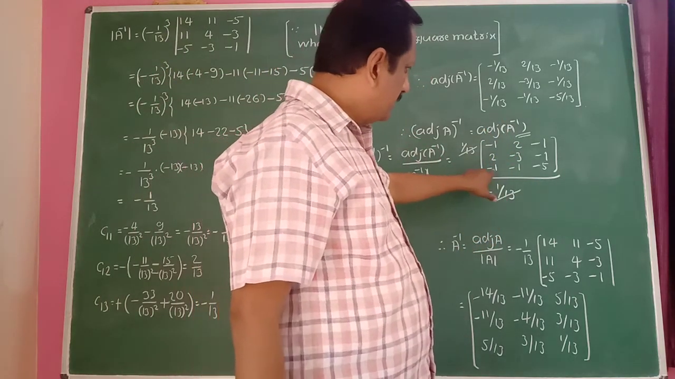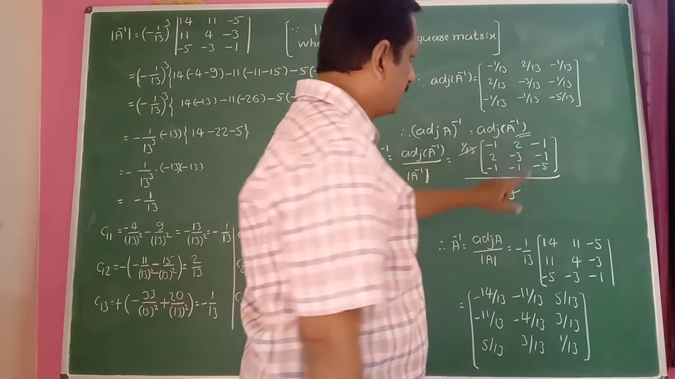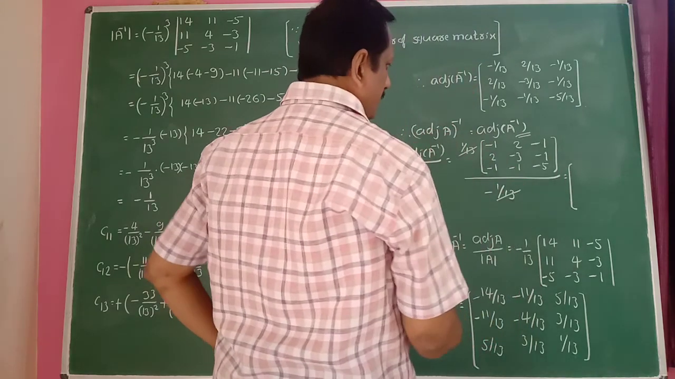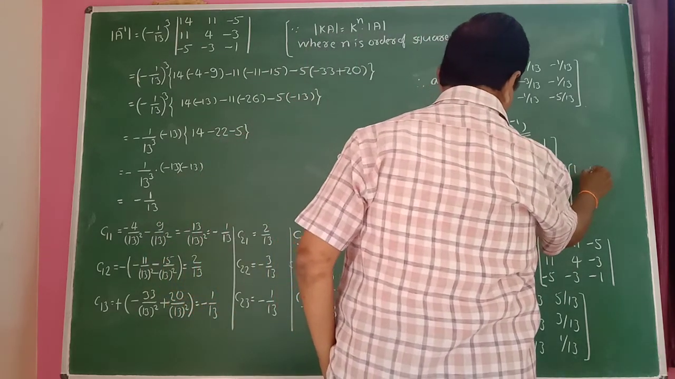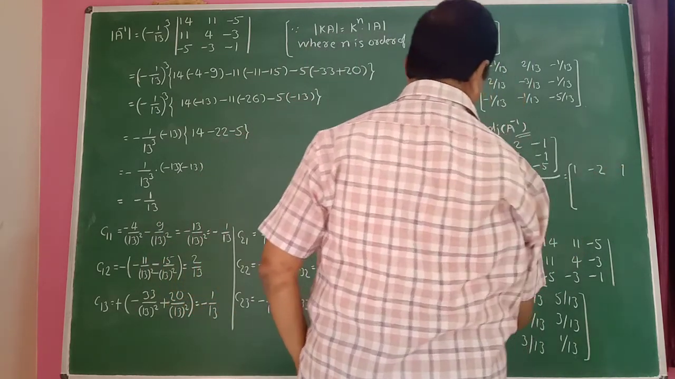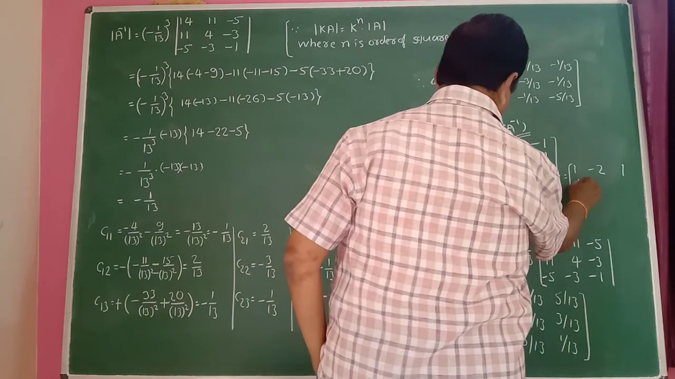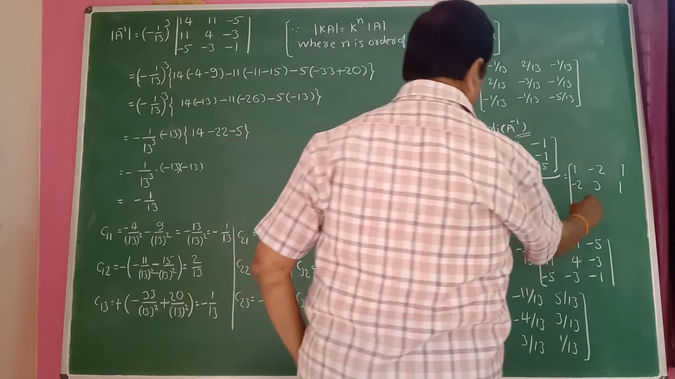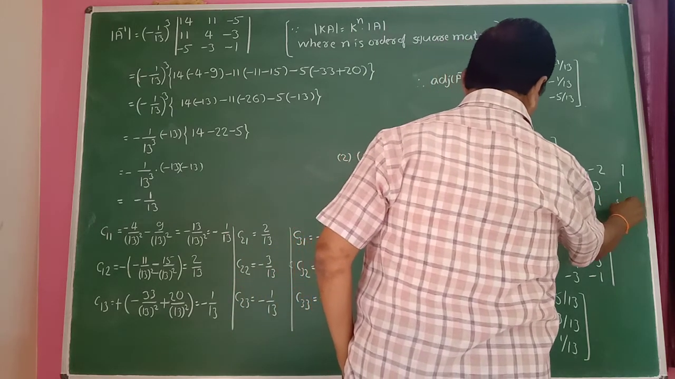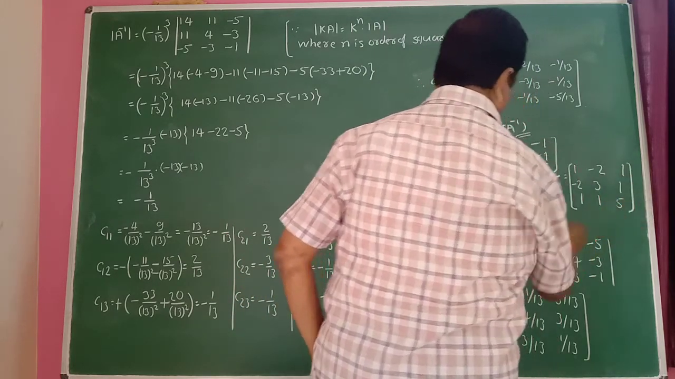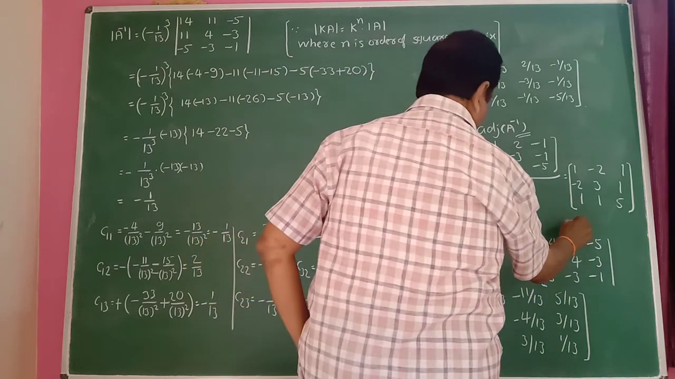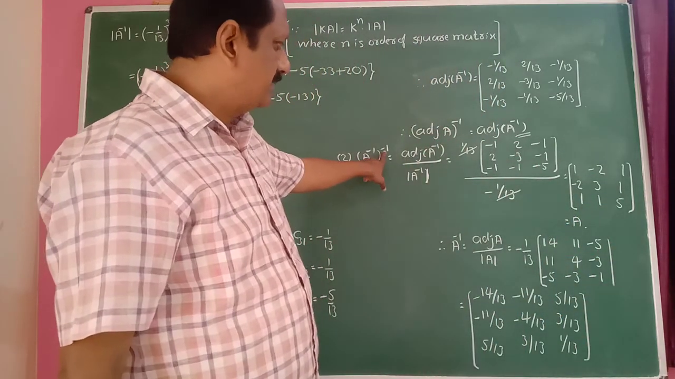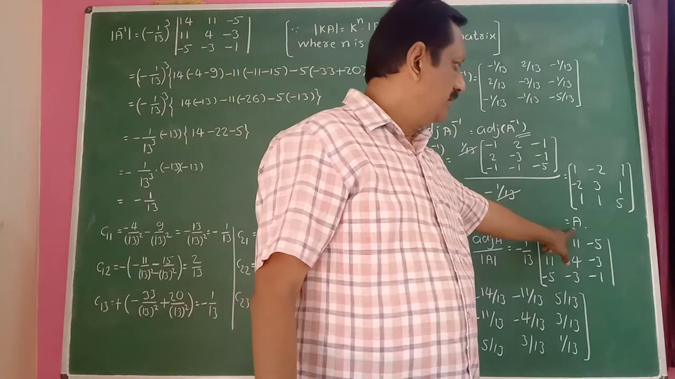Take the minus 1 inside this matrix. Inside the matrix, minus becomes plus and positive terms become negative. So plus 1, minus 2, plus 1. Then minus 2, plus 3, plus 1. Then plus 1, 1 and 5. Therefore, this is the given matrix A. So the inverse of A inverse is equal to A.